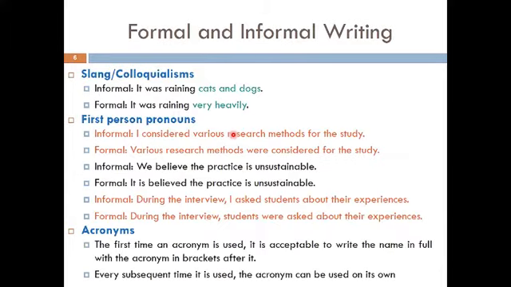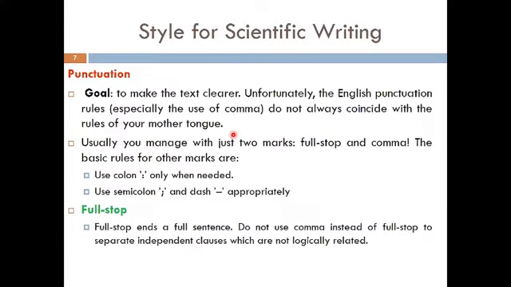Having talked about formal and informal writing, we can now talk about style for scientific writing. When we're talking about style for scientific writing, just like in every situation, we always have different ways of expressing ourselves. And punctuation is very, very important, because the person reviewing your work will want to come along with you while reading the work, and must be able to get the feeling which you are trying to portray in your writing.